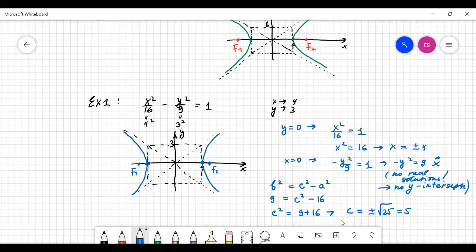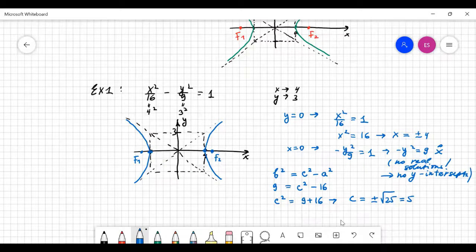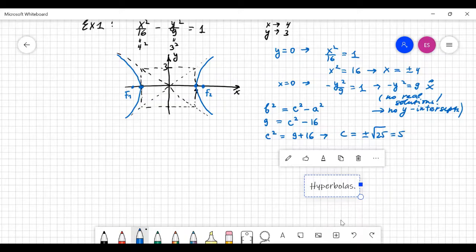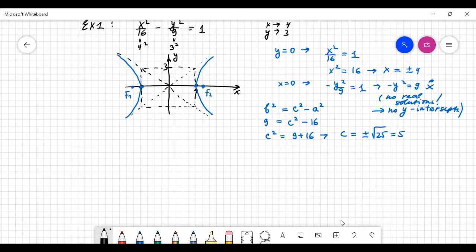Okay. One more example of a hyperbola, and then I'm going to talk about asymptotes, because asymptotes are slightly more complicated. And let me consider another example. Example 2.